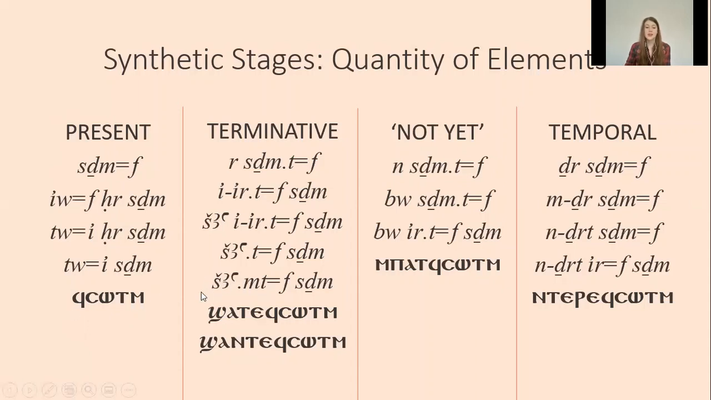So despite the fact that the loss of the auxiliary element in both the present and the terminative constructions meant that they contained an equal quantity of elements in their respective earliest and latest synthetic forms, the addition of an auxiliary in the first place ensured that the later synthetic form of each construction used a different method for expressing the semantic properties of the construction.